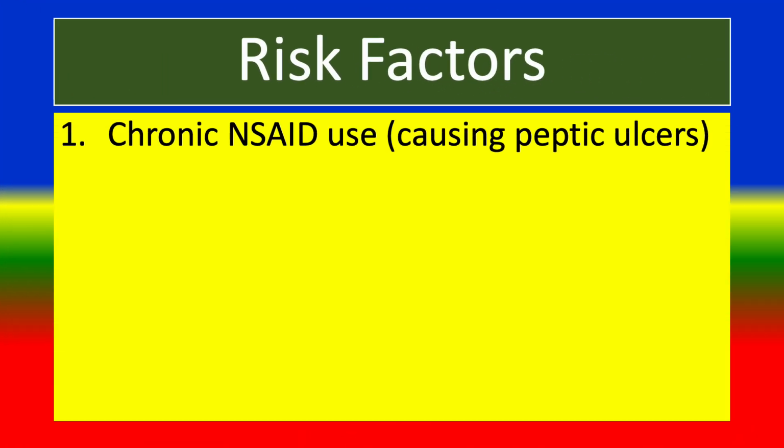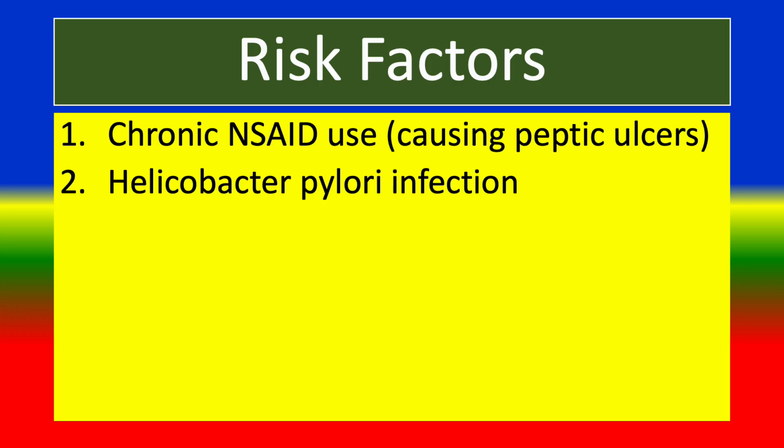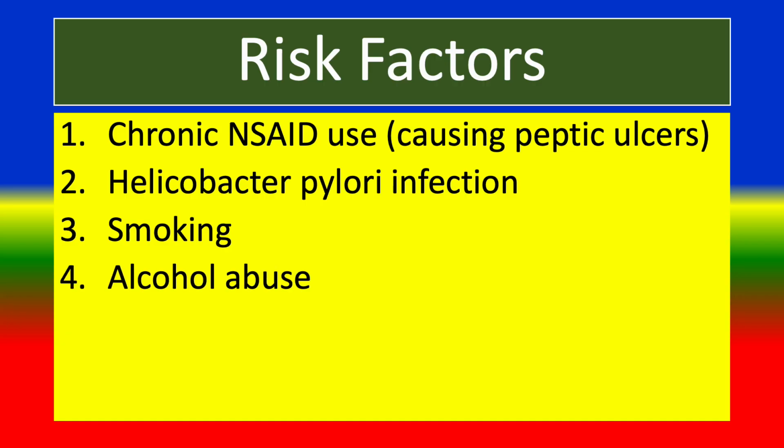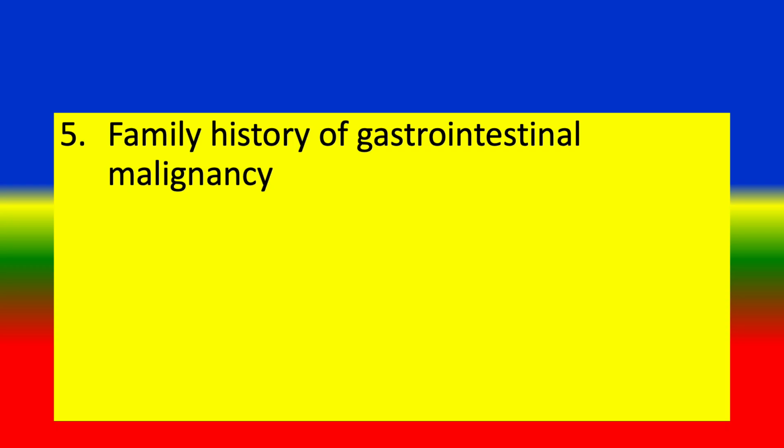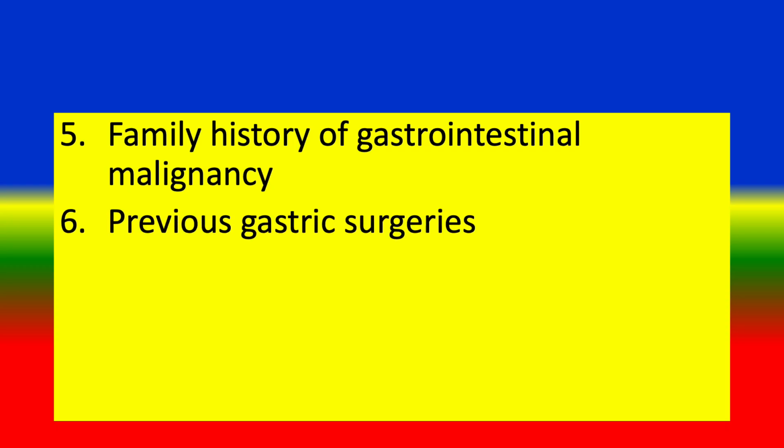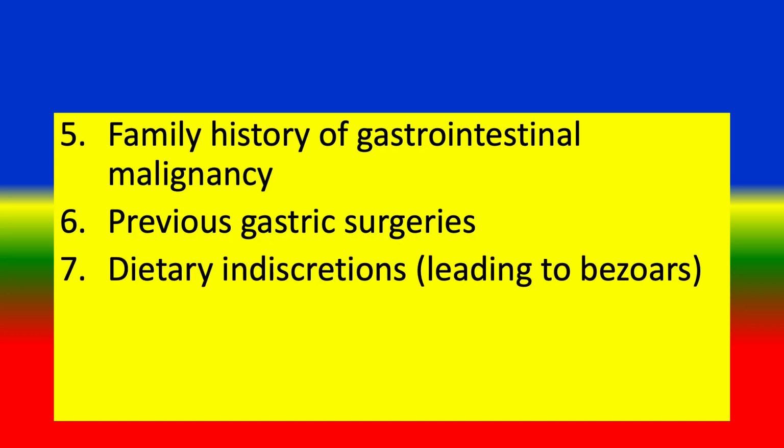Risk factors: 1. Chronic NSAID use causing peptic ulcers. 2. Helicobacter pylori infection. 3. Smoking. 4. Alcohol abuse. 5. Family history of gastrointestinal malignancy. 6. Previous gastric surgeries. 7. Dietary indiscretions.